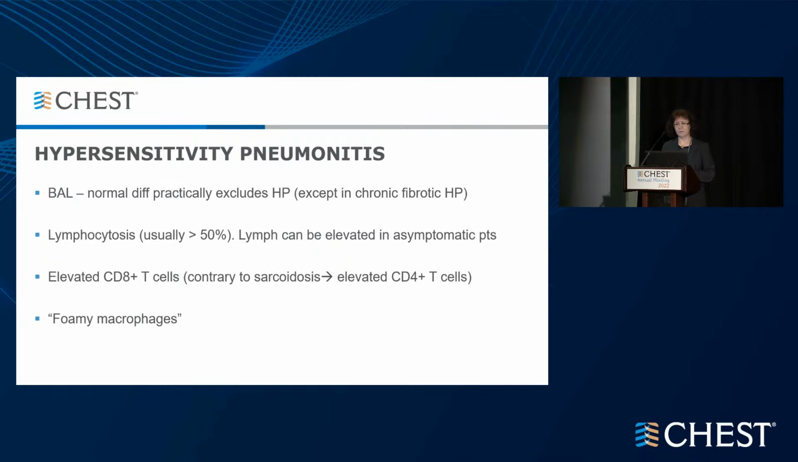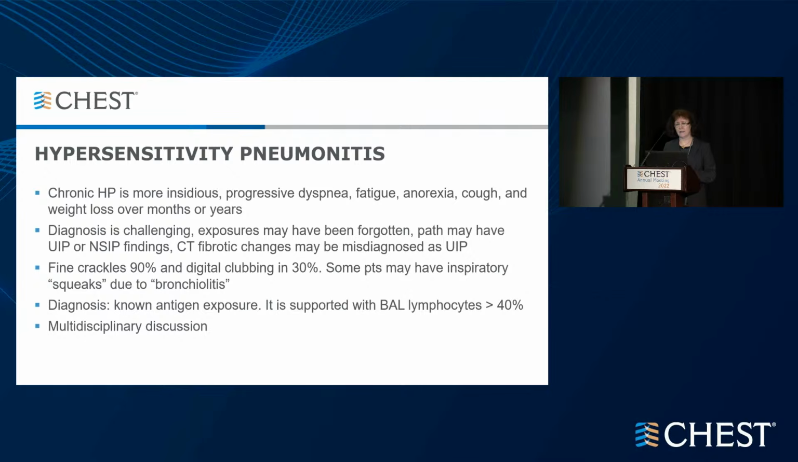As we said before, the BAL, although it can be normal, the one way to make the diagnosis is with a classic CT finding plus lymphocytosis in the BAL. The CD8 usually is elevated, in contrast to sarcoidosis, where it is the CD4, and they usually have what is classic, foamy macrophages. And chronic HP is a little bit longer presentation, and can be misdiagnosed as UIP.